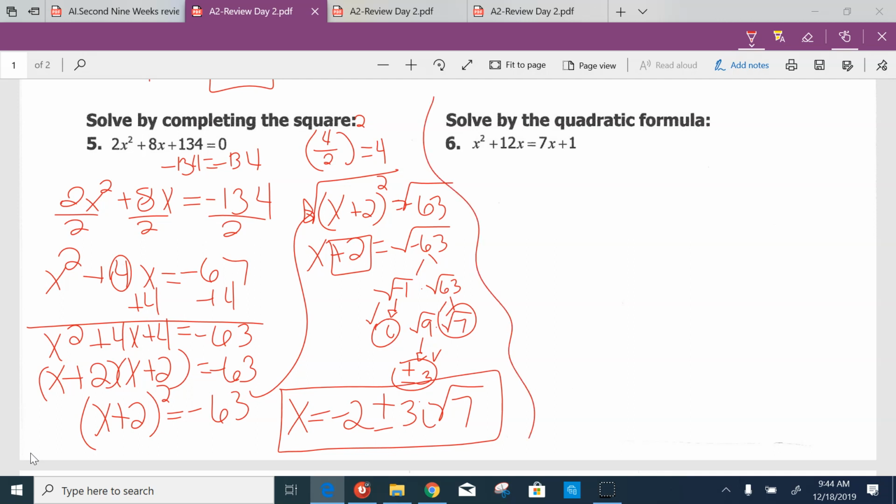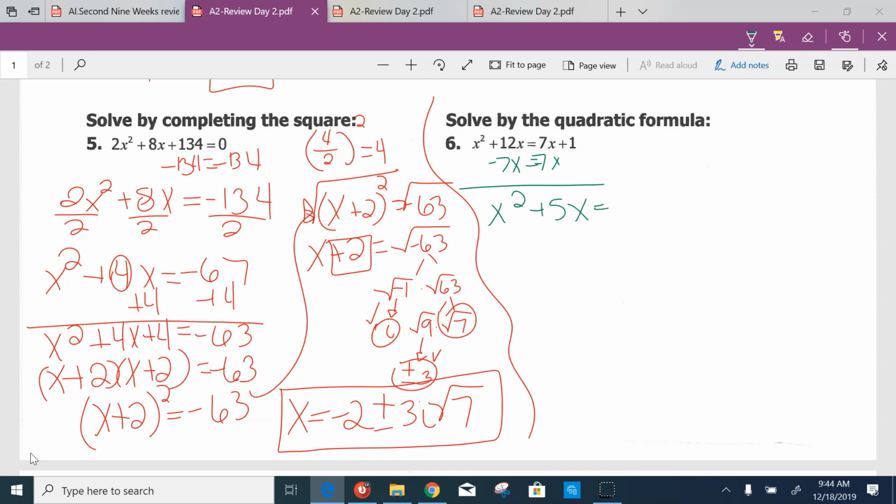And number 6 has the same kind of process. Let me change color because I'm getting a little annoyed with that. All right, so the first thing I'm going to want to do is bring the minus 7x on the left and on the right to combine those like terms. And when I do that, I get x squared plus 5x.